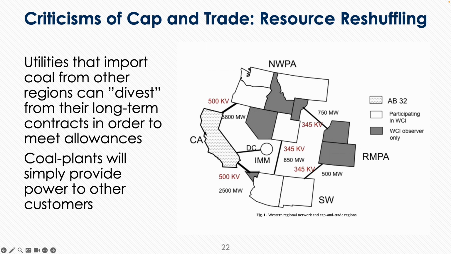Okay, so great. So that means that in California, the utilities providing that electricity are no longer getting electricity from the coal plant. Instead, they've decided to invest in something cleaner. So what happens to those coal plants? They don't just shut off, right? They will find other customers to sell to. And so you are then increasing emissions outside of California.